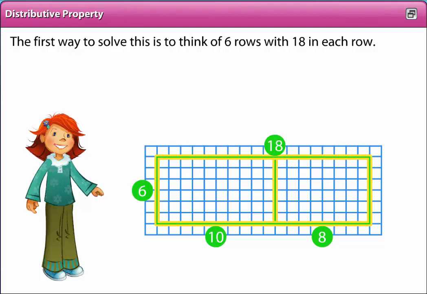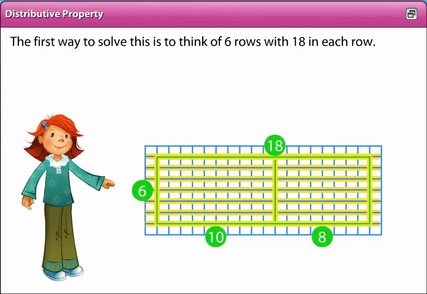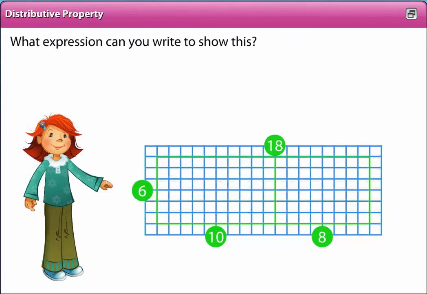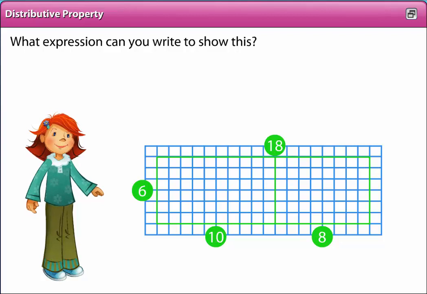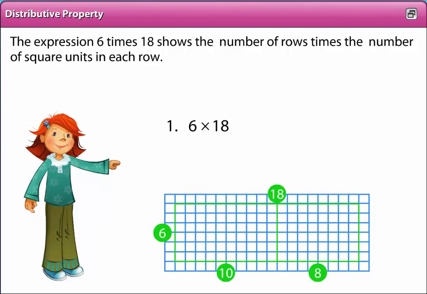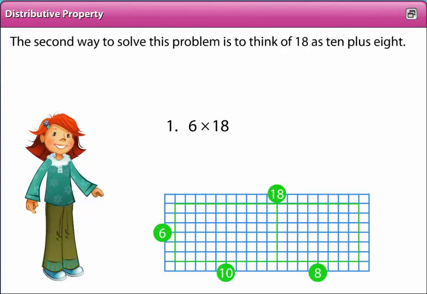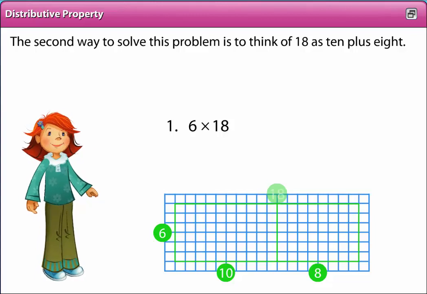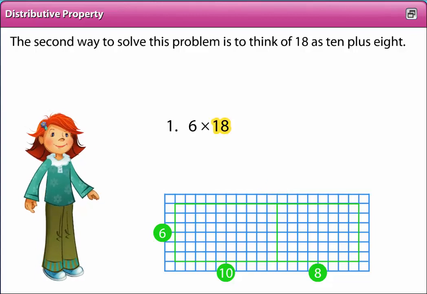The first way to solve this is to think of 6 rows with 18 in each row. What expression can you write to show this? The expression 6 times 18 shows the number of rows times the number of square units in each row. The second way to solve this problem is to think of 18 as 10 plus 8.